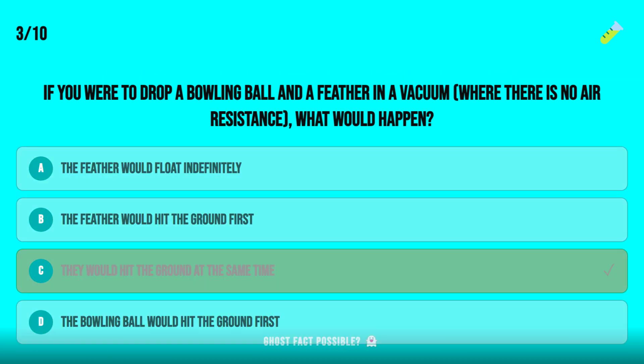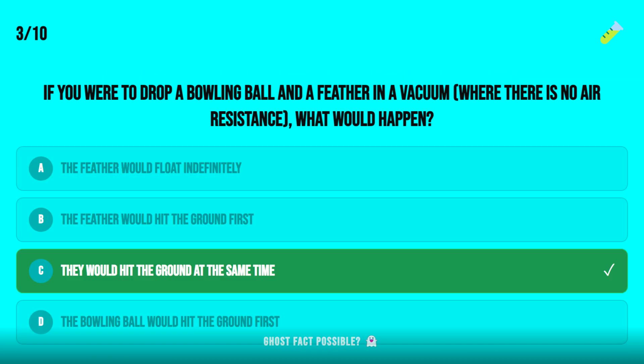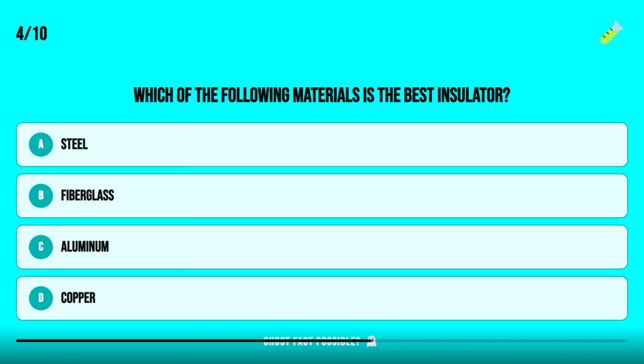If you were to drop a bowling ball and a feather in a vacuum, where there is no air resistance, what would happen? Correct. They would hit the ground at the same time. Which of the following materials is the best insulator?